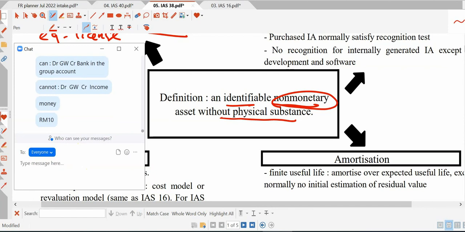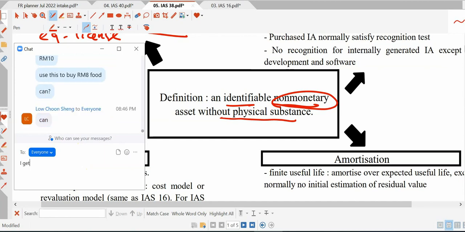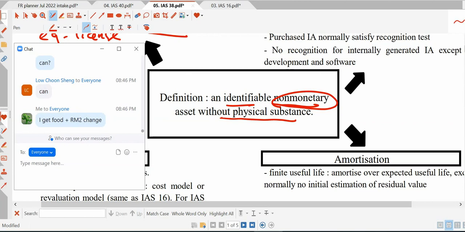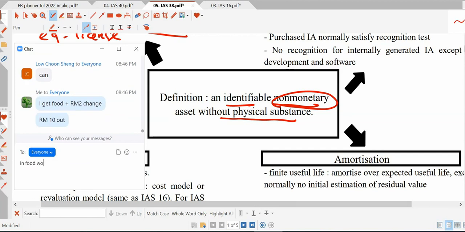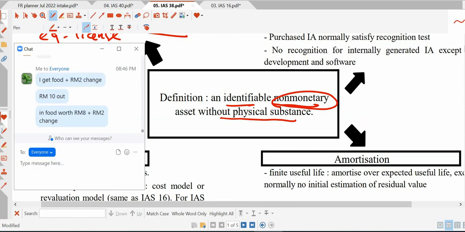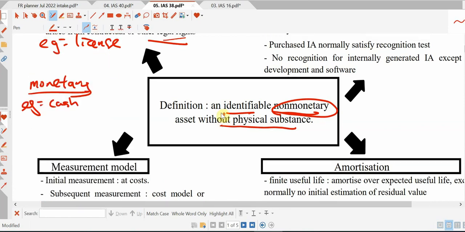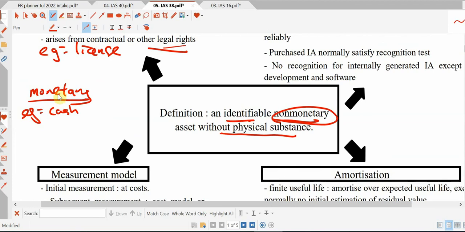So let's say I have ringgit 10 and use this to buy ringgit 8 food. Can I do that? I have 10 ringgit, the red paper, 10 ringgit. Can I use this to buy 8 ringgit food? Okay, so I get food plus RM2 change. So the RM10 goes out and in comes food worth RM8 plus RM2 change. So that means monetary: the value is fixed and determinable.